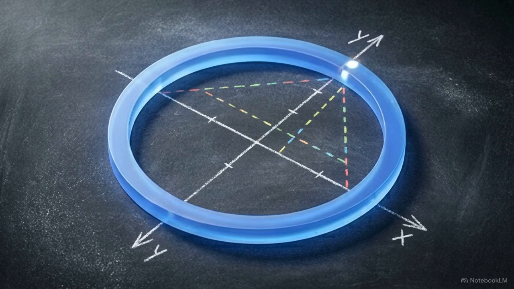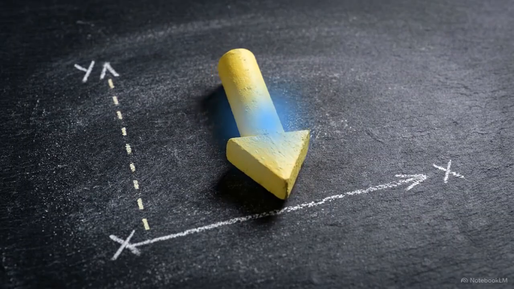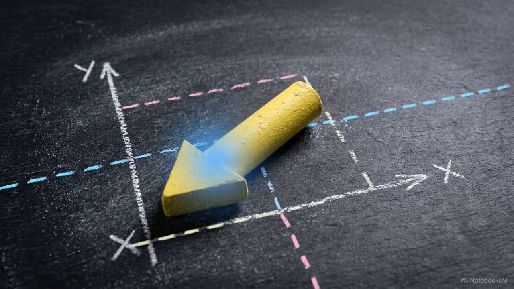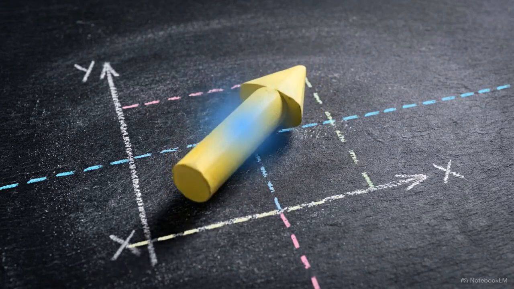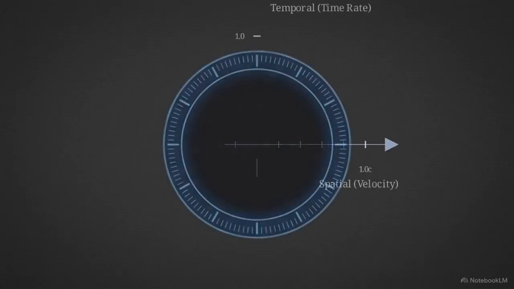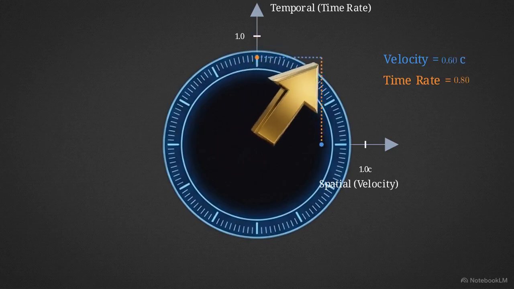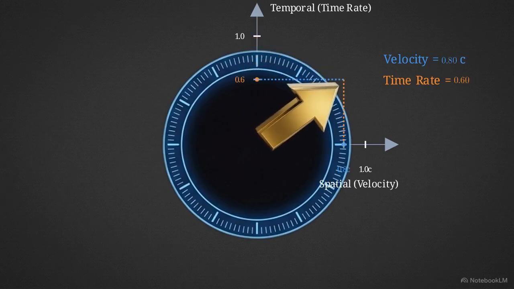Squaring two values to equal 1 is the exact mathematical definition of a point on a unit circle. In this framework, velocity and time dilation are physically locked together as the two components of a single geometric object. We place time vertically and space horizontally. A vertical arrow represents a stationary observer at maximum temporal rate. Accelerating to 80% light speed tilts the arrow right, dropping the temporal component to 0.6.